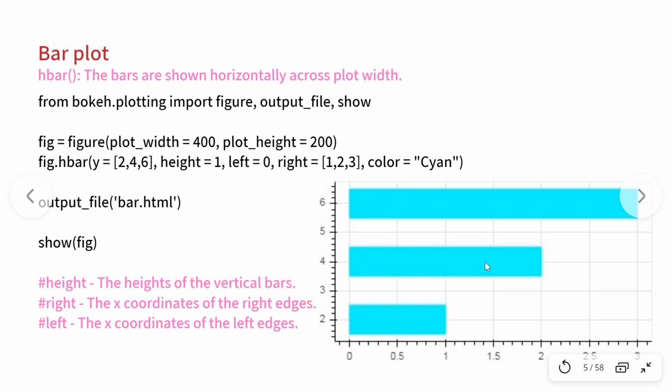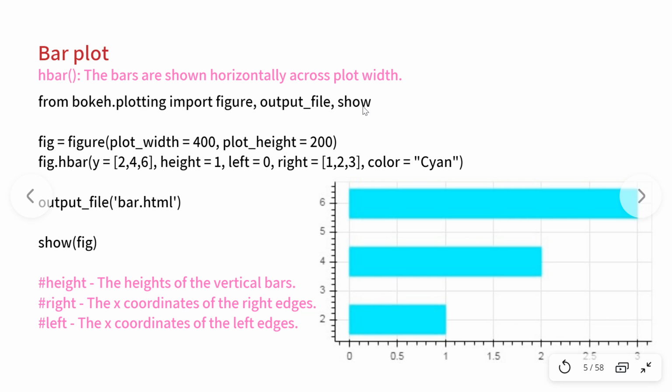Then the bar plot, again a very common plot. When should we use bar, or why should we use bar, I have discussed this with you when we were discussing Seaborn. For the bar plot, there are two options given by the Bokeh library. One, whether you want to produce horizontal bars. Two, whether you want to go for vertical bars. Horizontal bars mean the bars will be shown horizontally across the plot width, and vice versa in case of vertical bars. Again, the code is very simple.